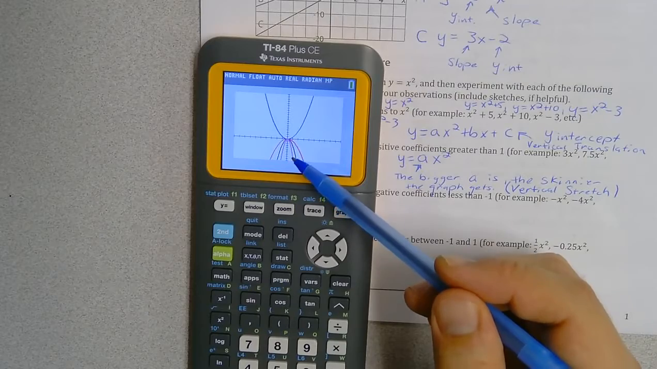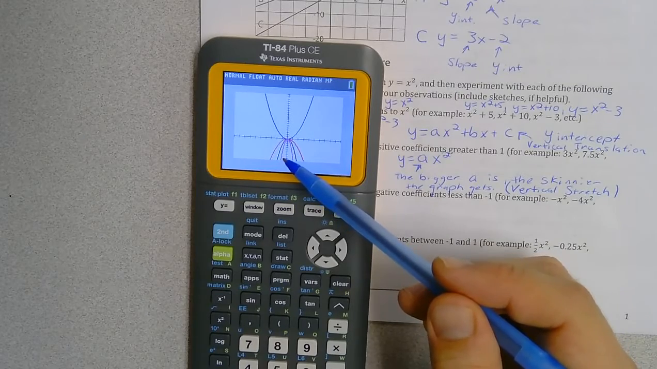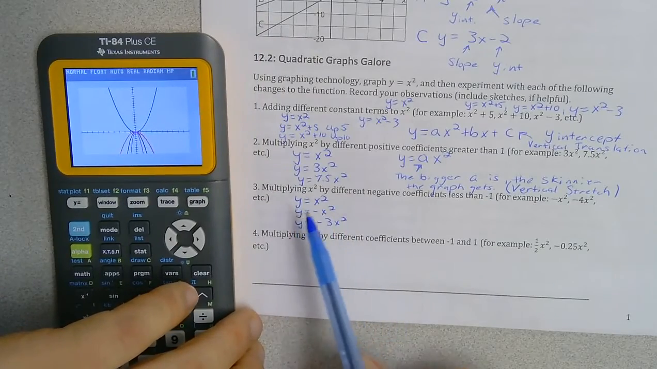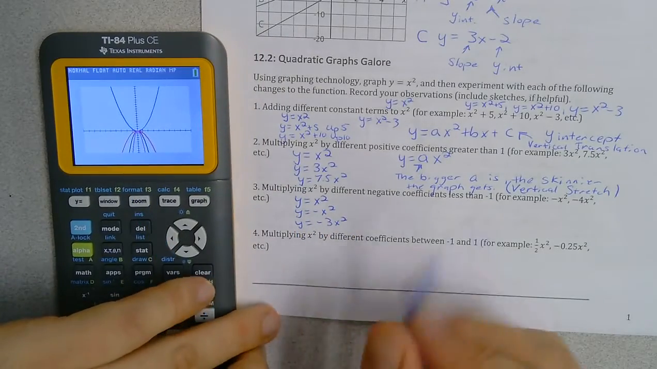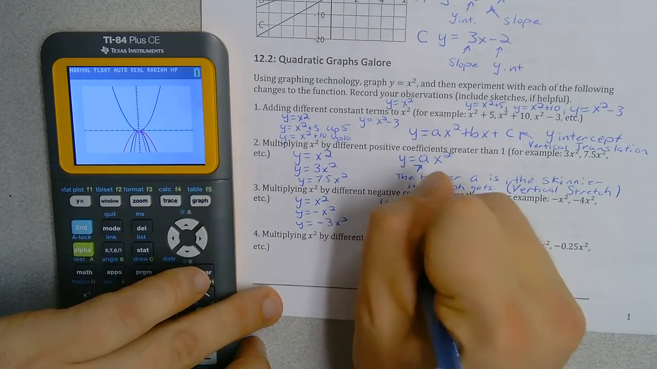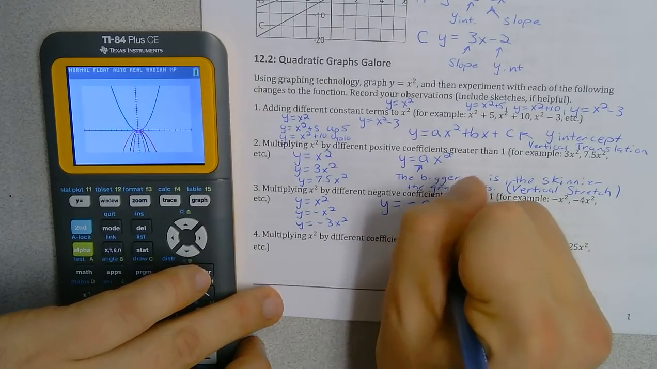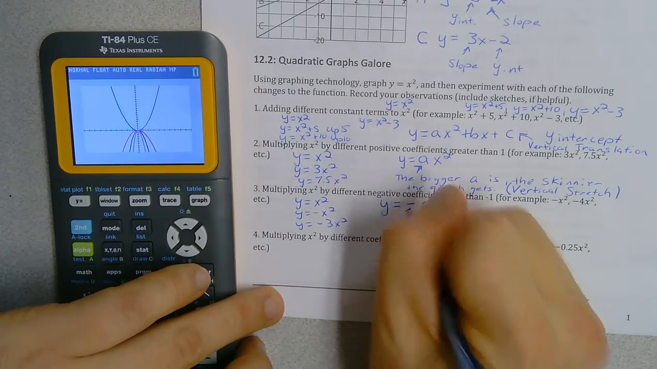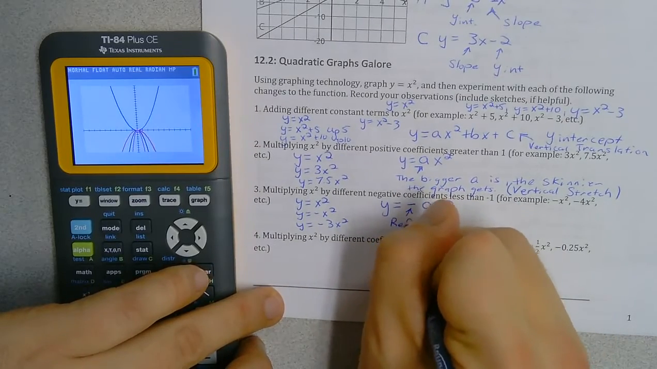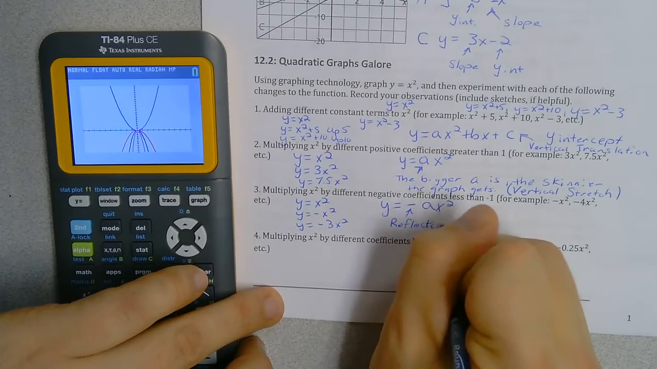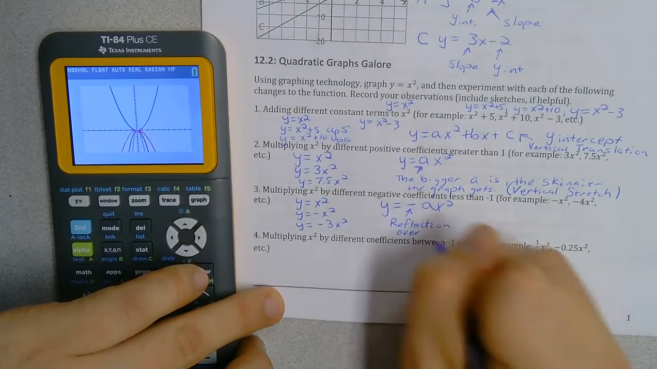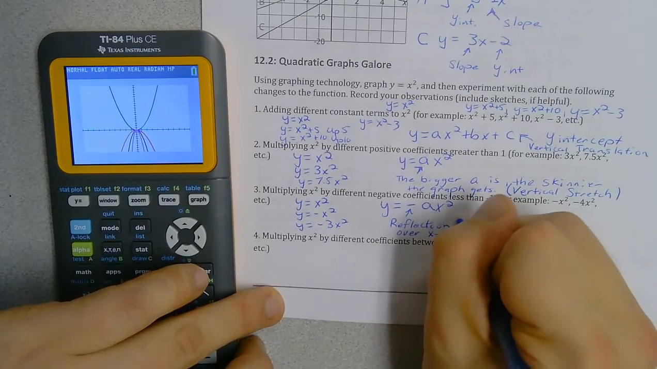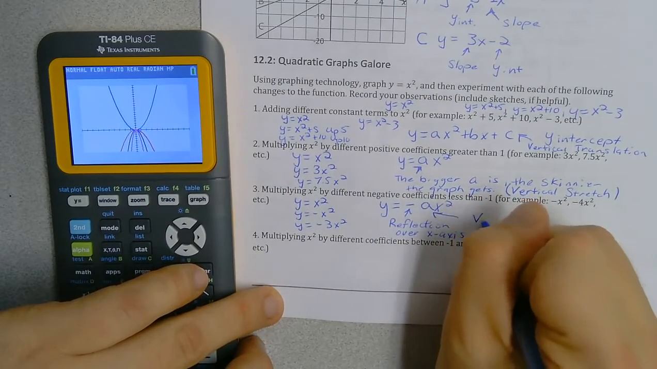And then the bigger the a number got, or the coefficient in front of x squared, the skinnier it got again. So we got kind of two things going on here. Y equals negative ax squared. This negative piece right here does a reflection over the x-axis. And then this a does, again, a vertical stretch.